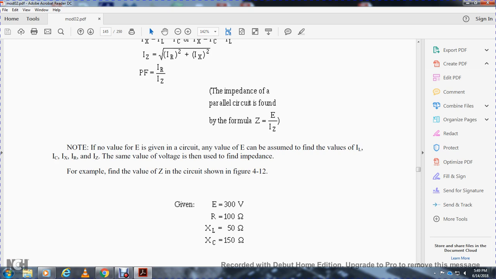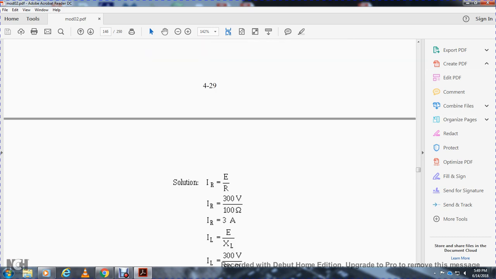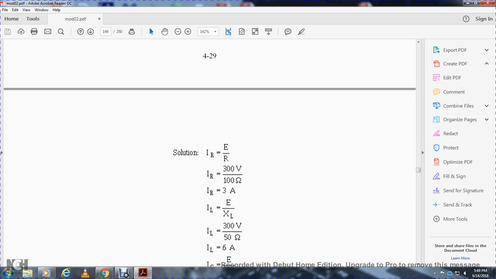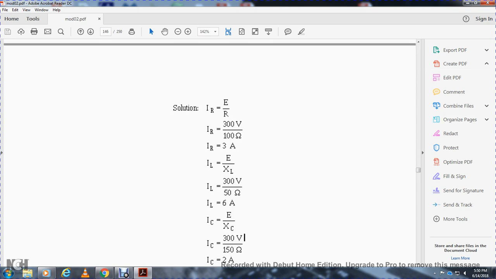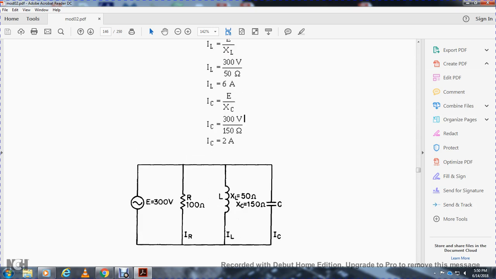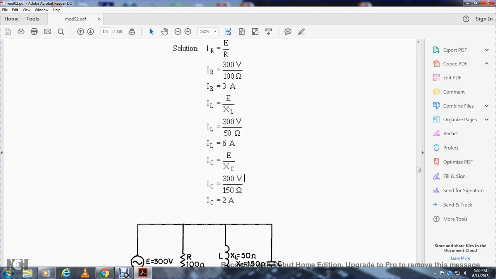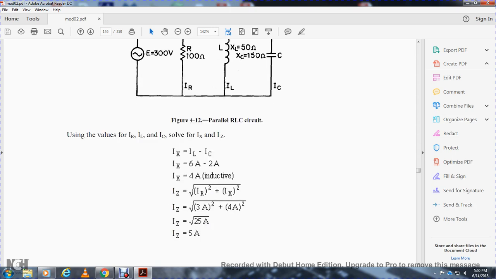The inductive reactance is 50 ohms. The capacitive reactance is 150 ohms. So 300 volts over 100 ohms gives you 3 amps of resistive current. The inductive current is equal to voltage over the reactance, which is 300 volts over 50 ohms, 6 amps. The capacitive current is 300 volts over 150 ohms, 2 amps. So this one would be 2 amps, this one would be 6 amps, and the resistor would be 3 amps.